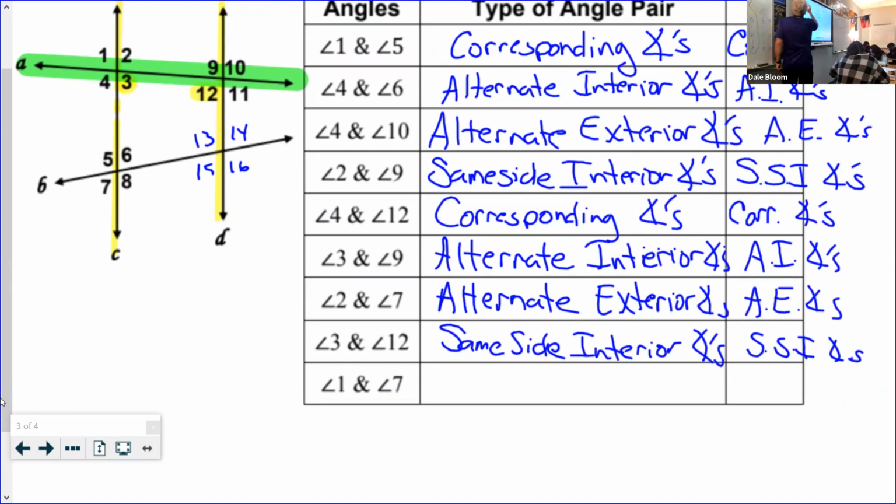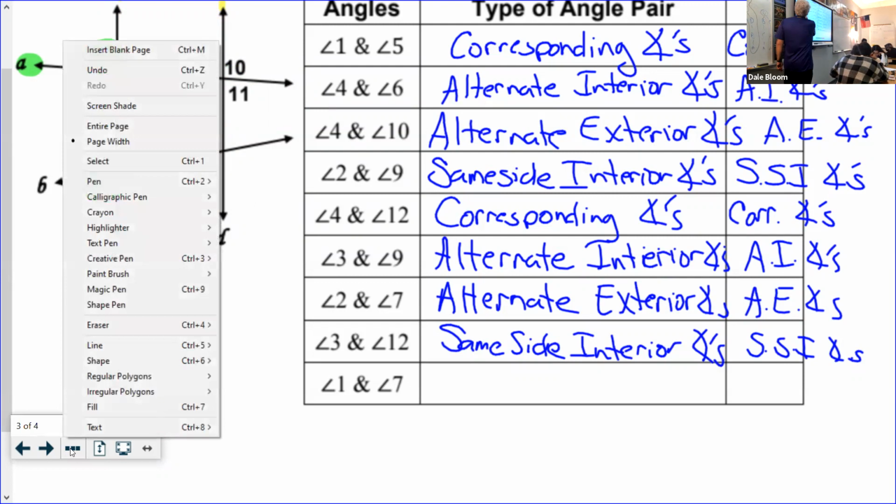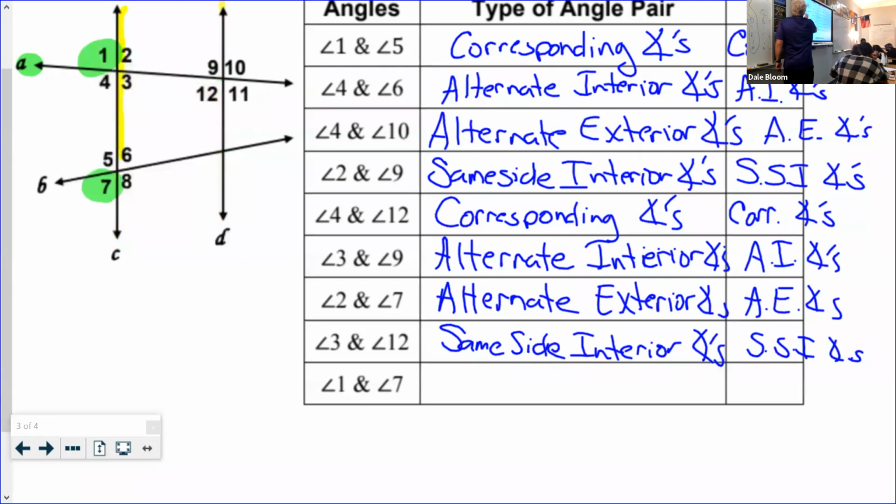Angle 1 and angle 7 now. I'm going to erase this again because they're moving the transversal on us. Angle 1 and angle 7. The line that those angles are both by, that's your transversal. So this right here is my transversal. Are they on the same side or alternate sides of that transversal? They're same side. Now, are they exterior or interior? They're outside the lines, so they're same side exterior angles.